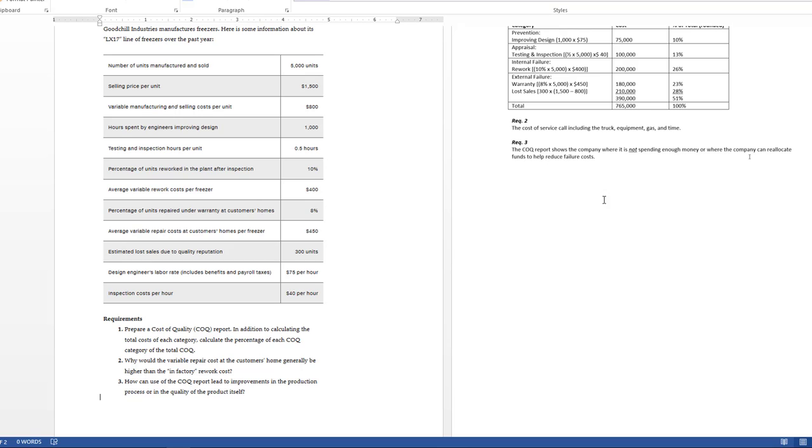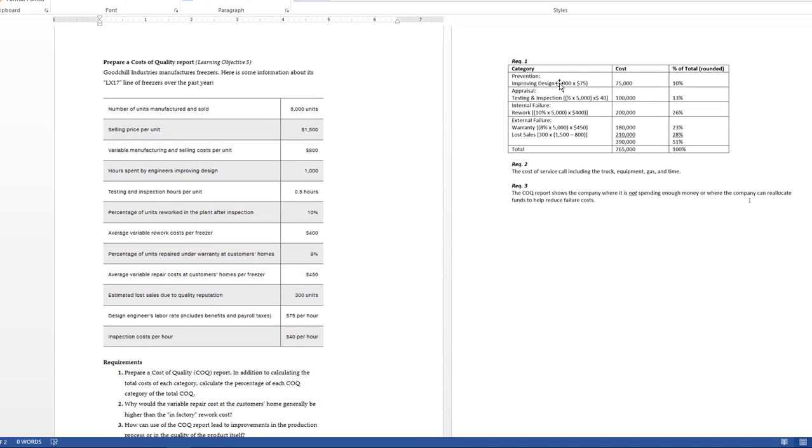All right, so let's take a look at the categories. So remember, prevention. So prevention is detection in advance, right? So improving the design. Okay, so the problem tells us that there are hours spent by the engineering improving the design. They tell us how many hours are spent, 1,000 hours. Okay, so that's a preventative measure. And then, of course, we need to know how much do the engineers get paid. The design engineers are paid a labor rate of 75 per hour. So our total cost over here is 75,000. Okay, the 1,000 hours times the rate of $75 an hour. So that's our prevention cost.